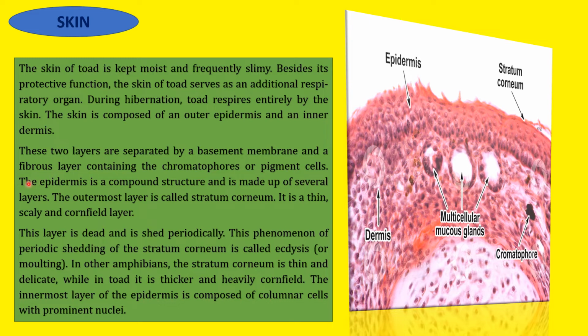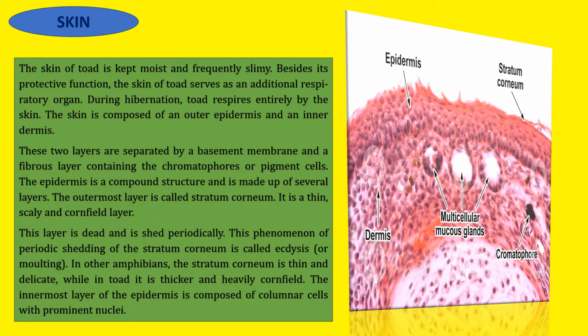Now the next one. The epidermis is a compound structure and is made up of several layers. You can see this epidermis layer is a compound structure, composed of more than one layer, several layers. The outermost layer is called Stratum Corneum. Please pronounce properly and see the spellings because spellings are important. The outermost layer is called Stratum Corneum. It is a thin, scaly and corn-filled layer.